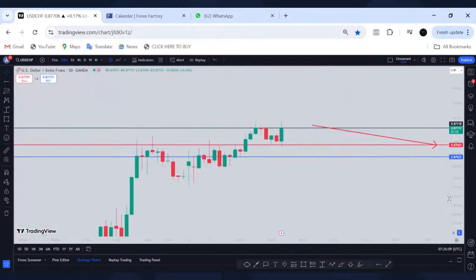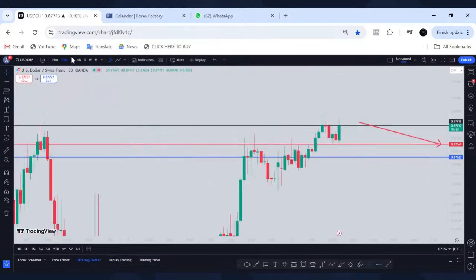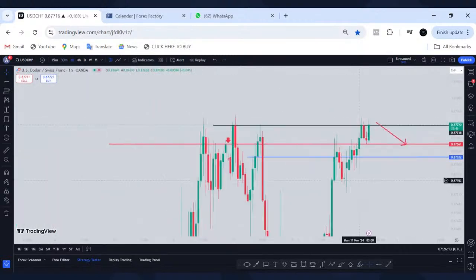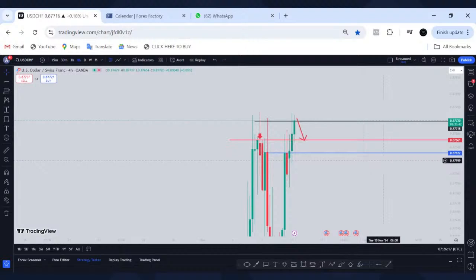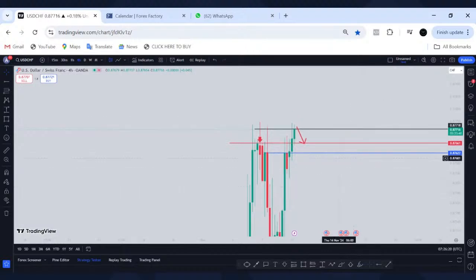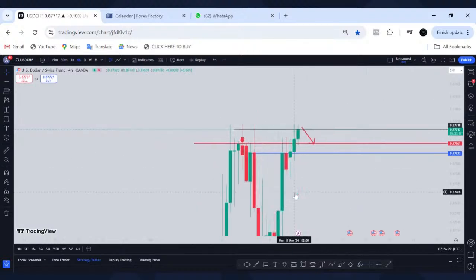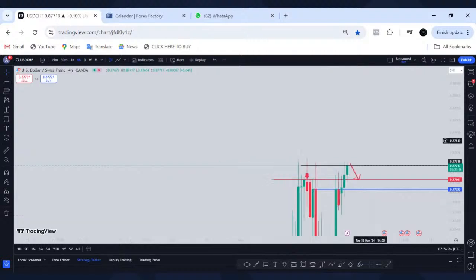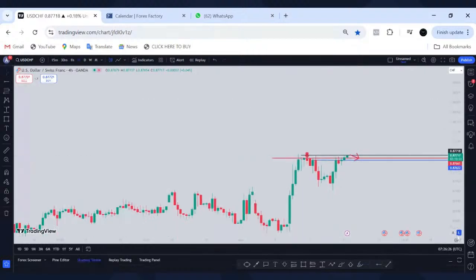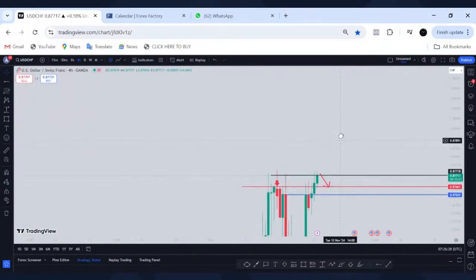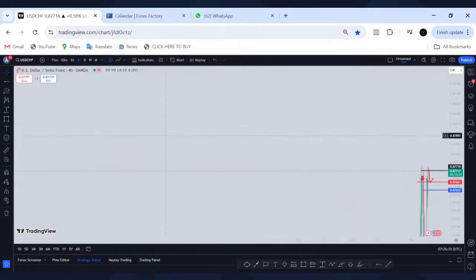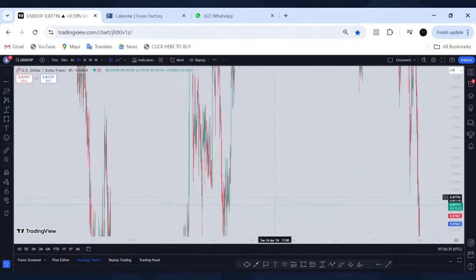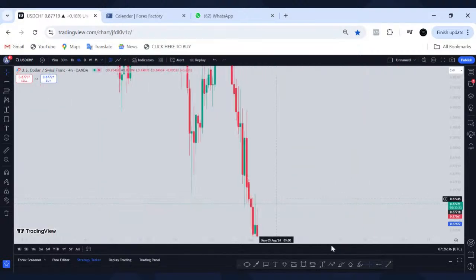So I'm going to wait for the H1 candle to close. It's kind of difficult. We're having a wider zone over here, I think 30-something pips. So sometimes the market can be difficult when it comes to execution.